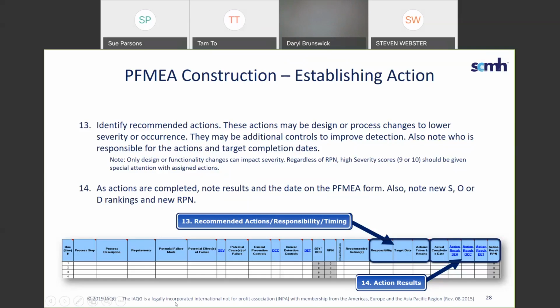And again, as actions are completed, you'll rank the new severity, occurrence, and detection scores based upon actual data that you get. You may want to estimate it first to say, is it significant? Are my actions significant enough to bring it down below my threshold? And if they're not, I have to have more robust actions. If they are, if my estimate is below that, I want to validate that estimate when my action is completed by taking data from ongoing production after the corrections are placed on the line.